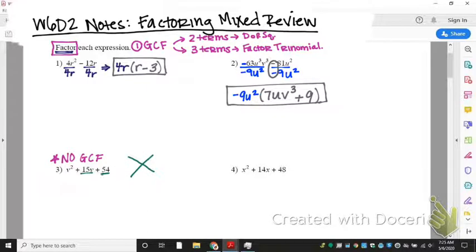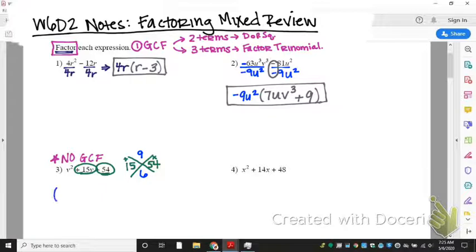So I'm looking for two numbers, and you see how these guys are in the expression. I'm going to put the 15 on the left and the 54 on the right. What two numbers add up to give me 15 but multiply to give me 54? The two numbers are going to be 9 and 6. Those two numbers add up to give me 15 but multiply to give me 54.